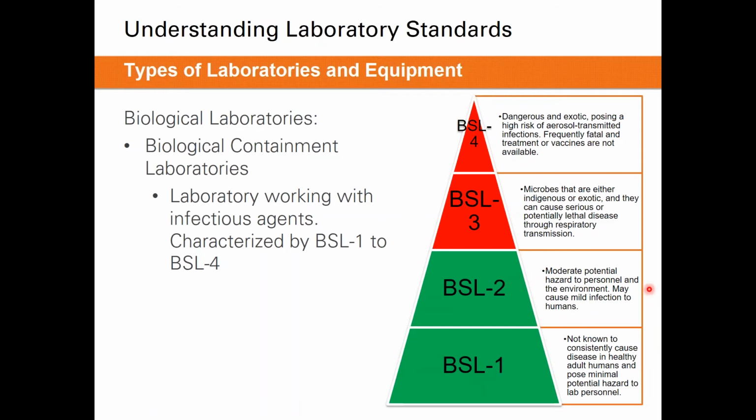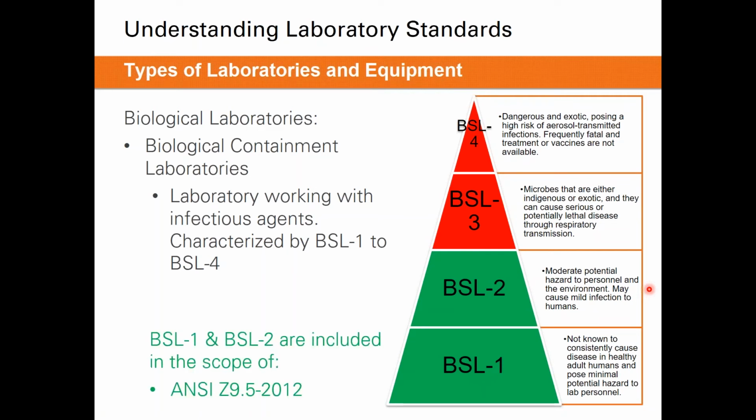BSL-2 here is rated as moderate potential hazard to personnel and the environment, and we may cause mild infection to humans with the infectious agents that they're using in the lab. So these two here are highlighted green as they are included in the scope of ANSI Z9.5.